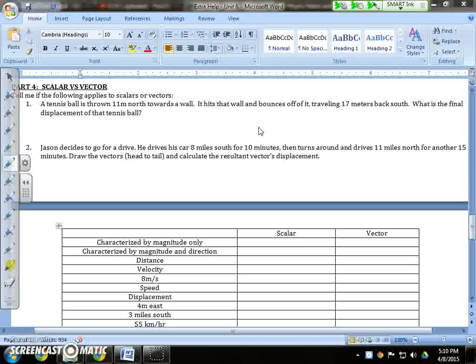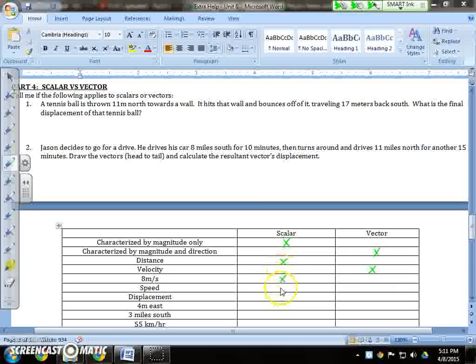Okay. So starting off with this bottom segment, characterized by magnitude only is going to be a scalar. Once we throw in magnitude and direction, we are talking vector. Distance is only a number. It's only a distance. So we're going to talk about a scalar. Velocity is actually going to be speed with a direction. So we're talking vector. 8 meters per second is simply a speed because we are only talking about a number with a unit. So that guy is scalar.